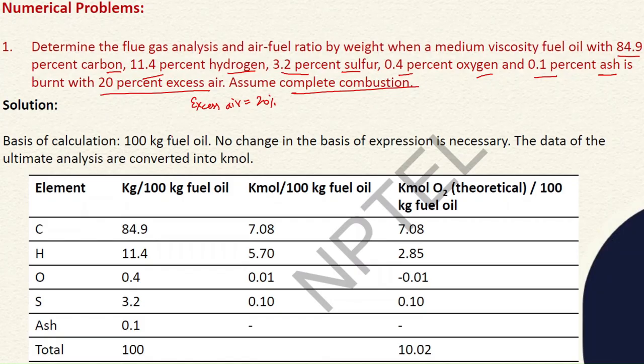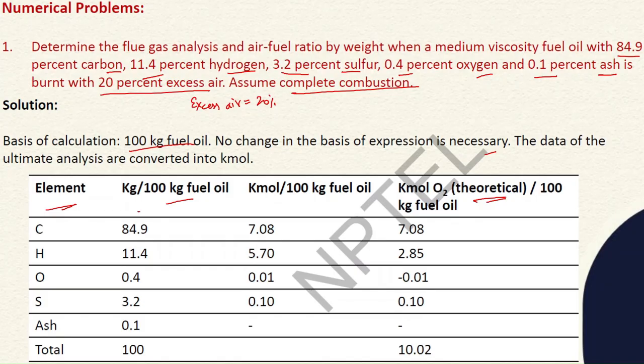Assume complete combustion. For the basis, suppose we take 100 kg of fuel oil. No change in the basis of expression is necessary, and the ultimate analysis data are converted into kilomoles. So let us make a table with columns: one for the element, then kg per 100 kg of fuel oil, these elements present in 100 kg of fuel oil. The third column is kilomoles of these elements per 100 kg of fuel oil, and then kilomoles of oxygen required theoretically per 100 kg of fuel oil.